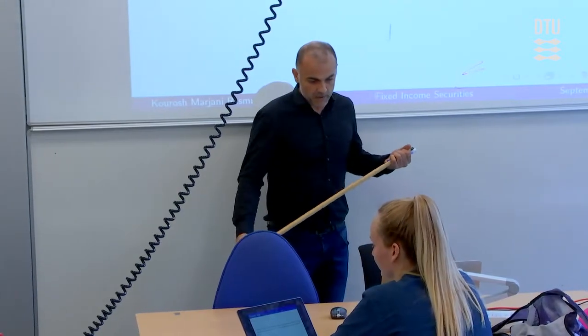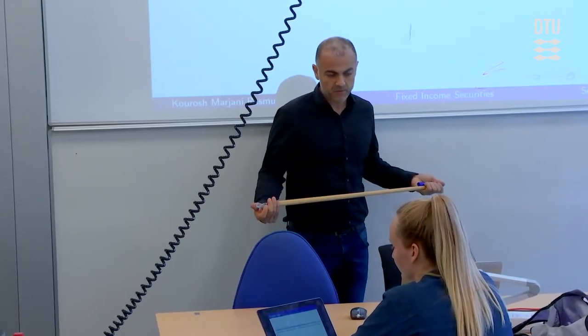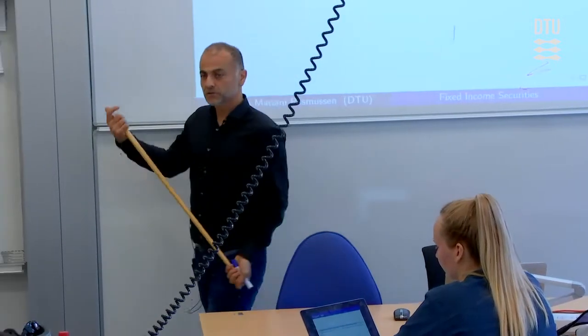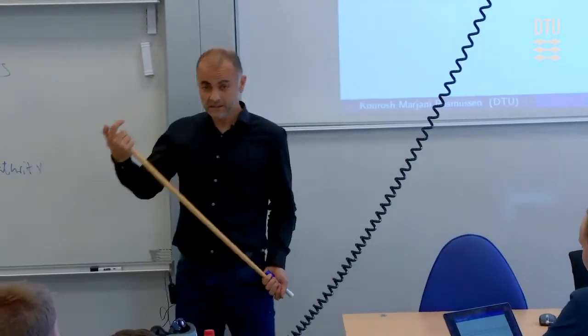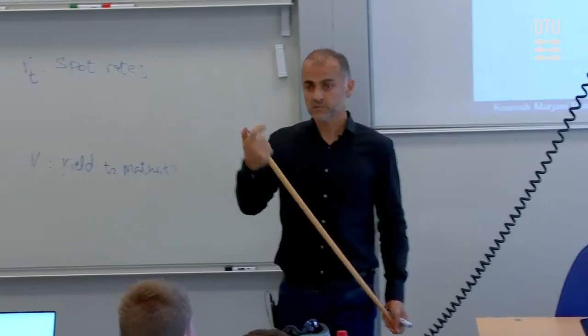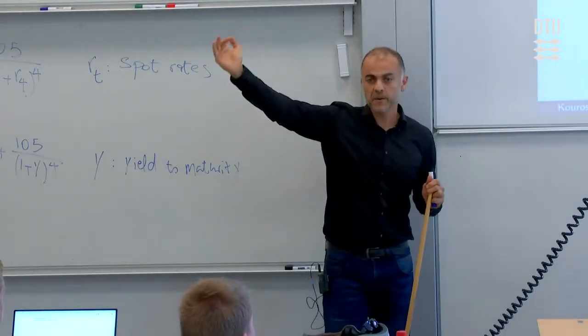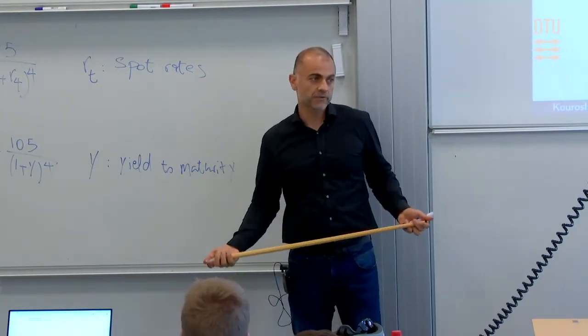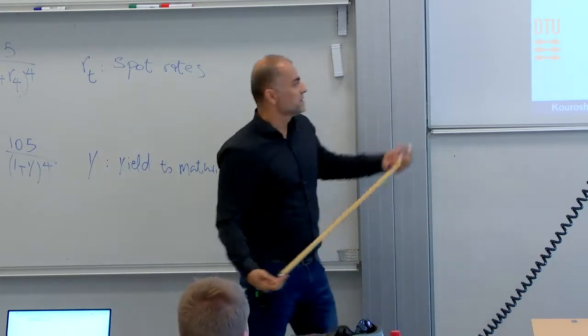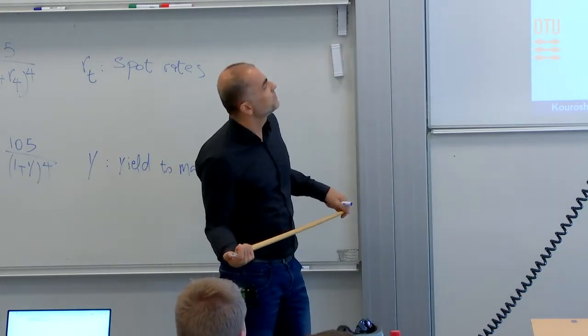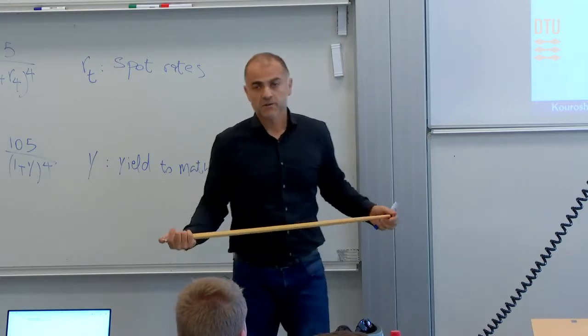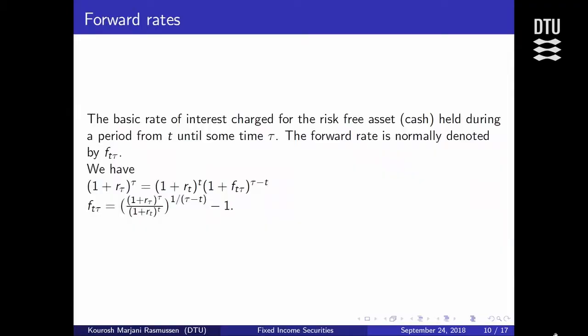One final comment about interest rates. We talked about yield to maturities. We talked about spot rates, and spot rates span the term structure of interest rates, or yield curves. There's another term I want you to learn, and that is forward rate. The spot rate is the rate from today up to some point in the future.